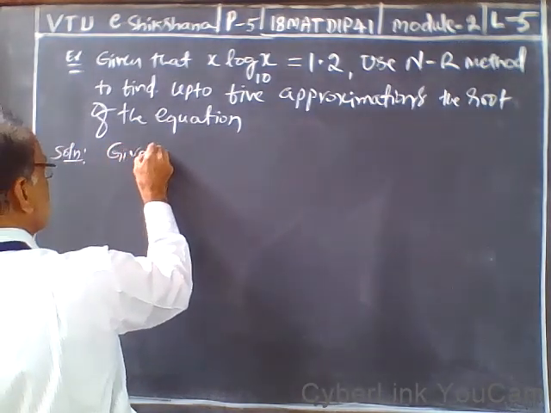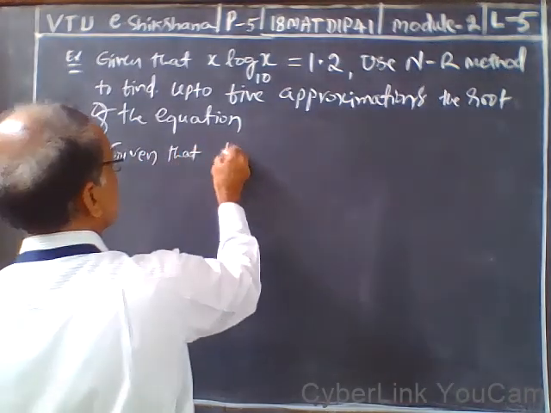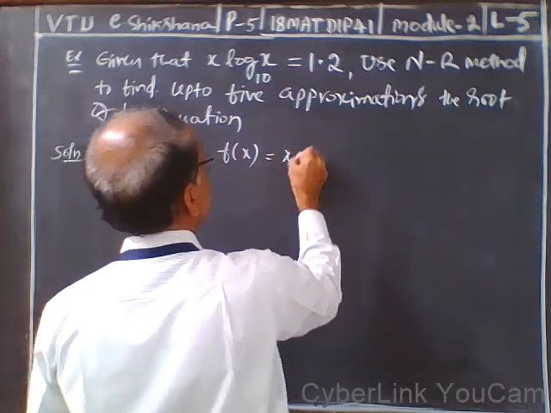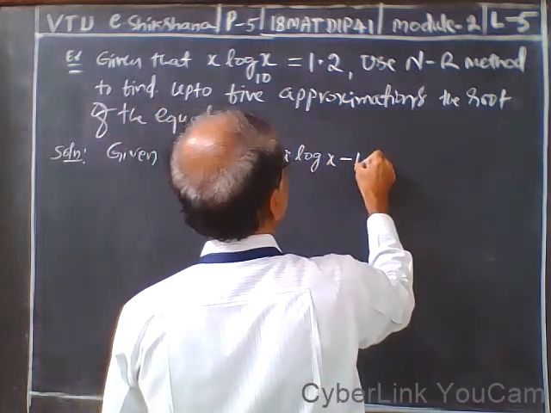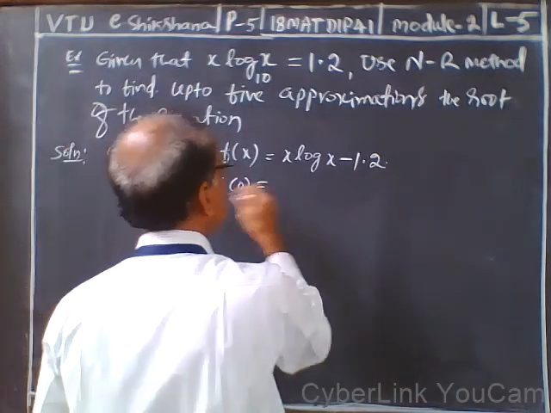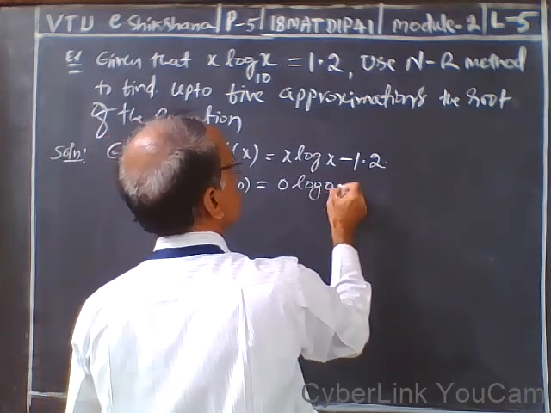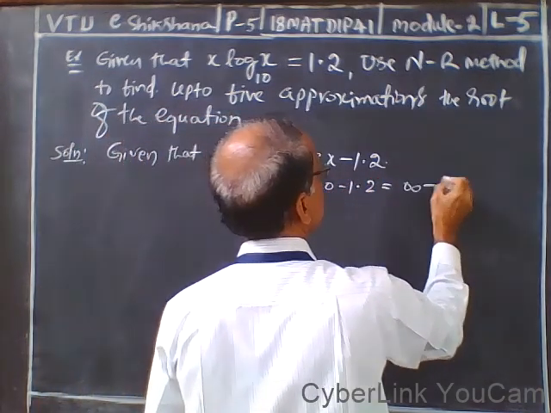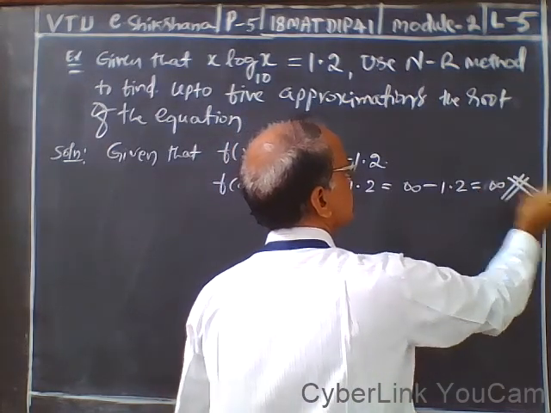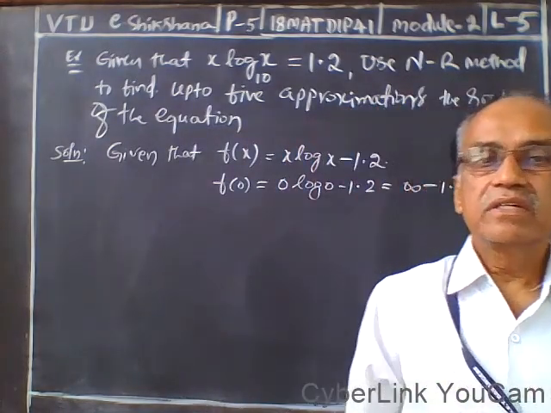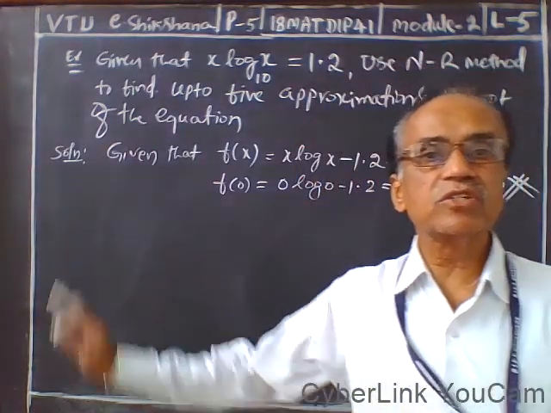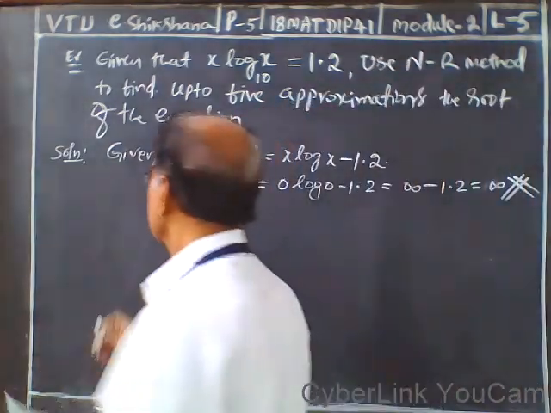Given that, writing all terms to one side, f of x is x log x minus 1.2. Then f of 0 is equal to 0 log 0 minus 1.2, this is infinity minus infinity, which contradicts our assumption. Our requirement is not an infinite quantity, our requirement is a finite quantity, so we ignore this value and go for the next one.